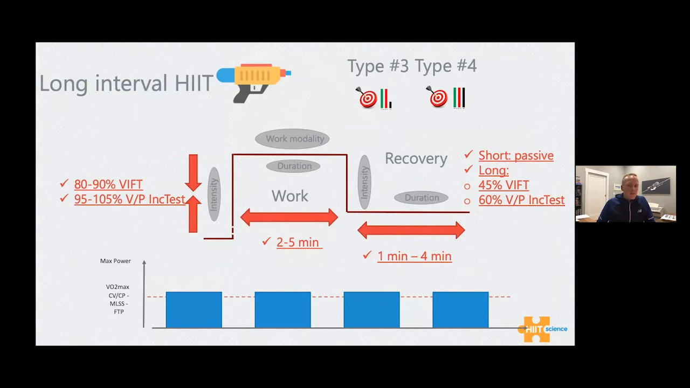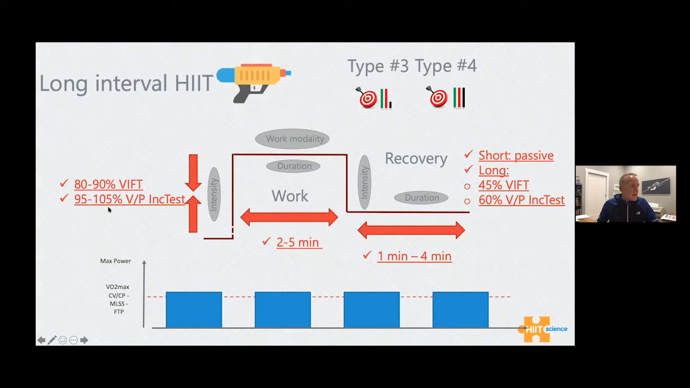So sitting anywhere between 95 and 105% of the power you'd get at an incremental test. You can do an incremental test without measuring gas, and it'll be about that. Say you're doing a ramp test, like 30 watts every minute, you could do that on your wind trainer, and where you max out was your incremental test. So you'd be doing that right at that intensity, anywhere from 95 to 105% of that.